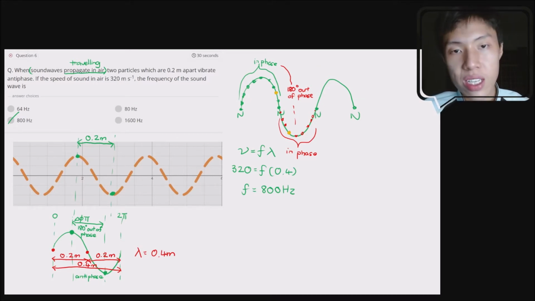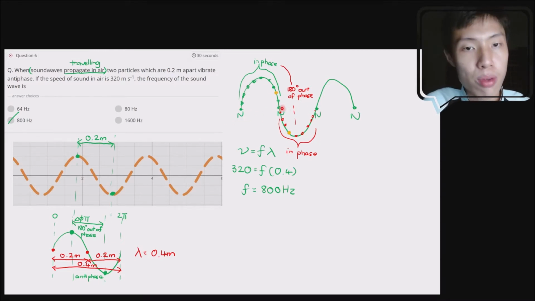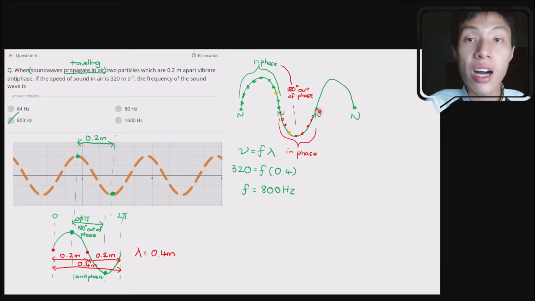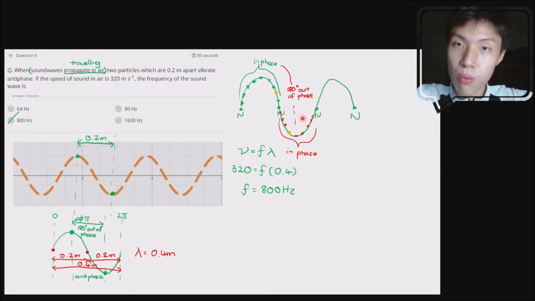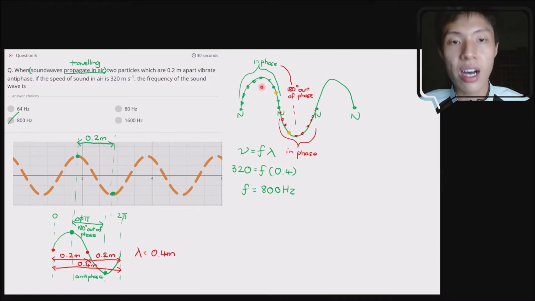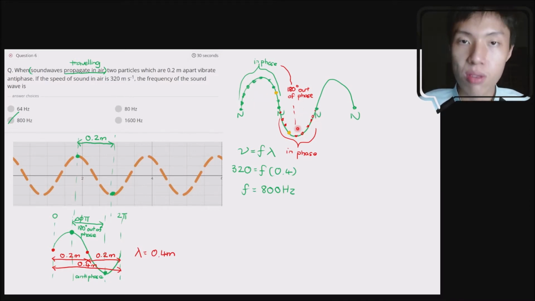So between these two nodes, everything is now at its peak. Between these two nodes here, everything is now at the trough. So you know that everyone here is in phase. They are all reaching the peak at the same time. Everyone here is in phase as well, but everyone is reaching the bottom at the same time. So if you compare anything on the left hand side of this node with anything on the right hand side between these two nodes, you see that any particle here is 180 degrees out of phase with any particle over here.